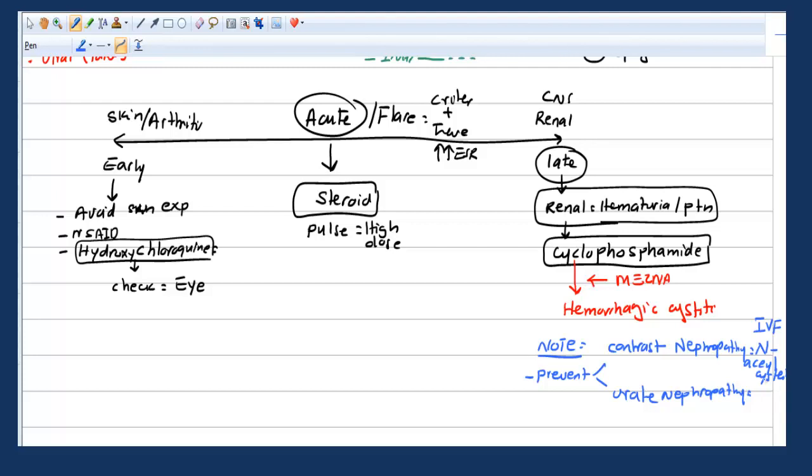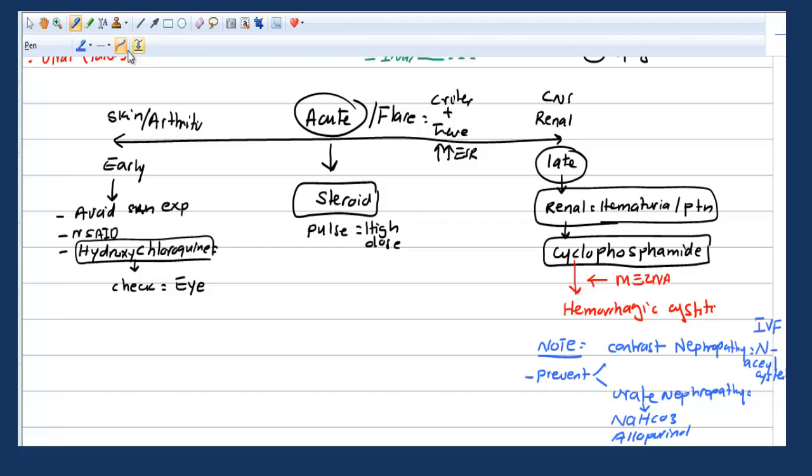Alright guys, that's why I made it here. How do you prevent urate nephropathy, Michael? Is it you're going to give allopurinol? Right. So you'll give NaHCO3 to alkalinize the urine, and you'll give allopurinol. That's very good.